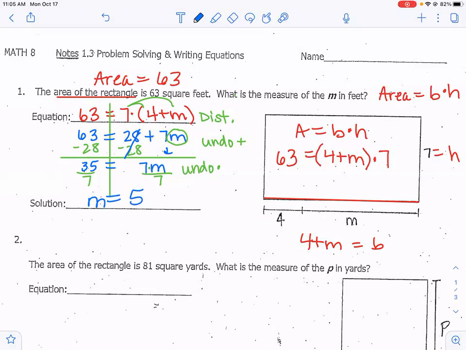Now here's the deal. M represents a measure in feet. So when I answer that m equals 5, we need to write m equals 5 feet. That label is super important. I will be looking for that on Thursday's test. It is a possibility, whoever asked that. If you don't label, you could lose points.